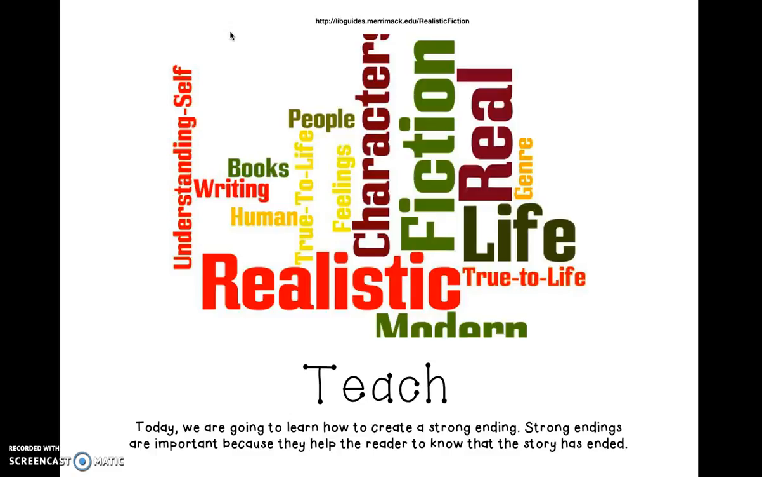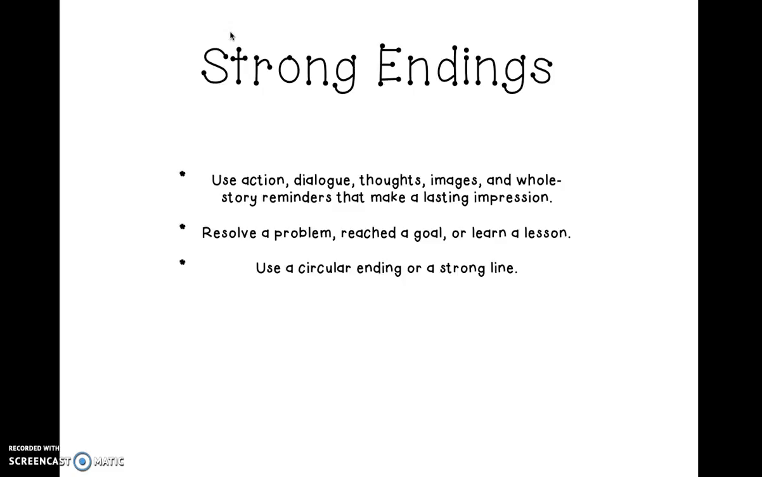Strong endings are important because they help the reader to know that the story has ended. Let me show you what I mean. Today we are going to refer to this chart for strong endings. A lot of times in our realistic fiction stories, we will have three main types of endings. The first kind is that the author will use action or dialogue, different thoughts, images, and a whole story reminder that will make a lasting impression on the reader.